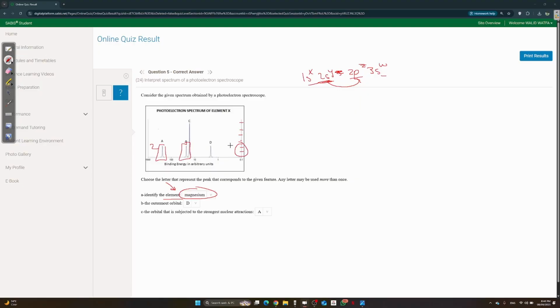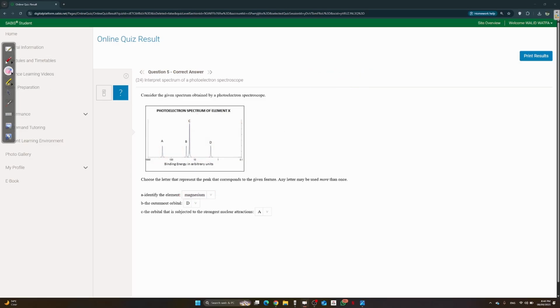This here is 2 units high, so it's 2 electrons. C is 6 units high, so it's 6 electrons. D is 2 units, so it's also 2 electrons. 2 plus 2 plus 6 plus 2 is 12 electrons. And if you go to the periodic table, it's magnesium.